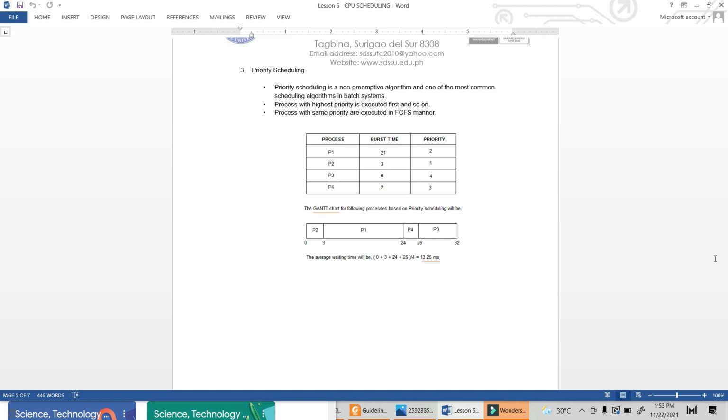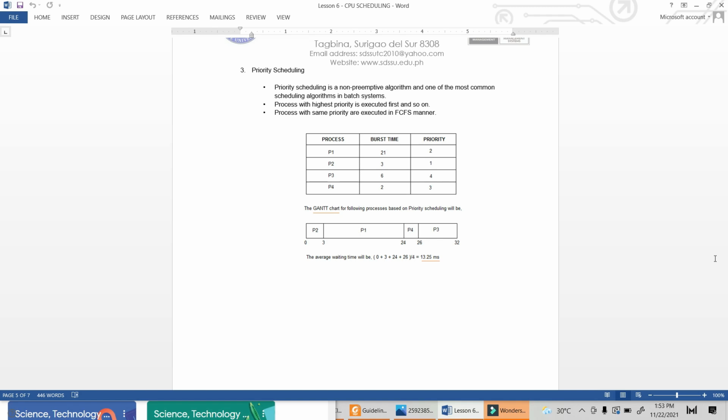So each process is assigned an arrival time. So the process with less arrival time goes first. So the less the arrival time, the first to execute in the CPU. If there are two processes that have the same arrival time, then we compare them as to the priority, since this is priority scheduling. So if two processes have the same arrival time, we have to choose which is the priority.